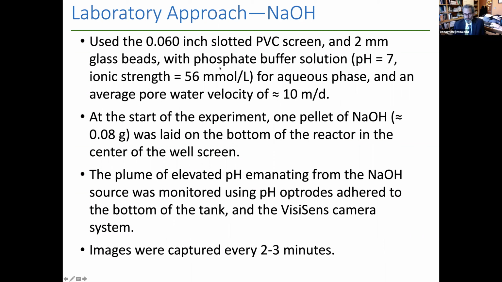To use the optrodes, the solution had to be buffered so that they would work properly. So we had a pH 7 buffer for the aqueous phase. And again, average pore velocity about 10 meters per day. So at the start of these experiments, we would place a pellet of sodium hydroxide, about 0.08 grams, which we determined worked well over quite a bit of trial and error.